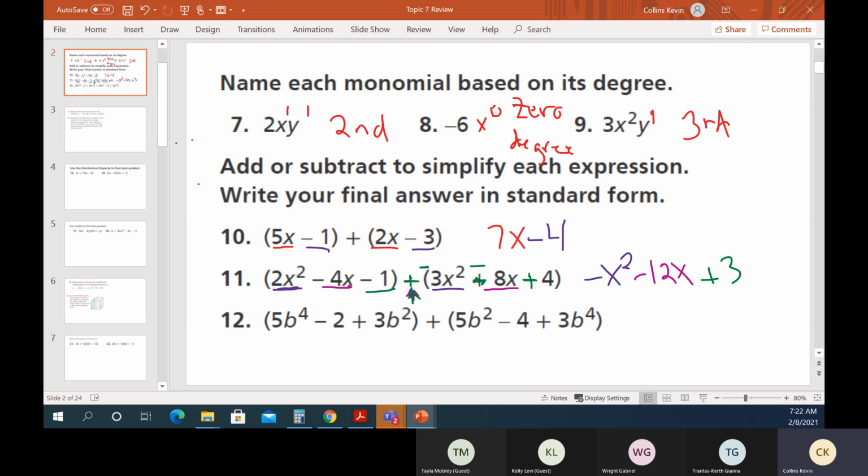Okay, so the next one they're messing with us a little bit because they don't have the guys in order. So we got to kind of watch to make sure we're grabbing the right terms here.